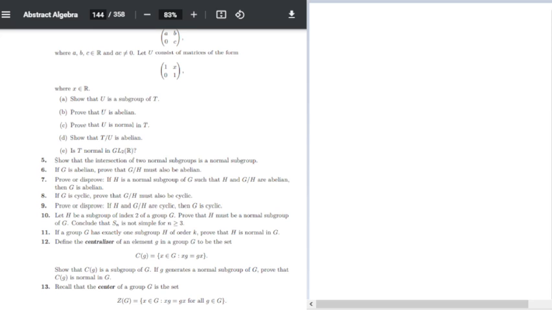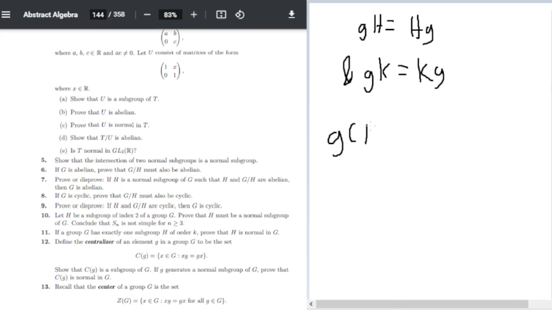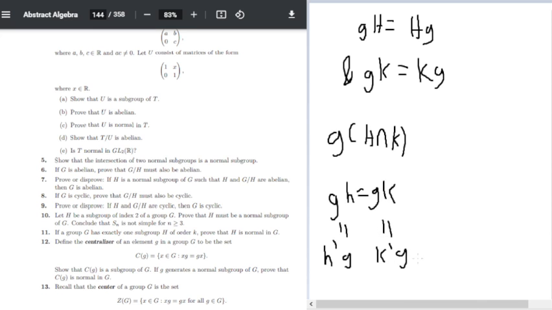Show that the intersection of two normal subgroups is a normal subgroup. Okay. So suppose that gH equals Hg, and gK equals Kg. Now suppose that we have g in H intersect K, which means that we can express it as gh equals gk. Now note there'll be an element h prime such that gh is equal to gh prime g, and there'll be some element k prime such that gk is equal to k prime g.